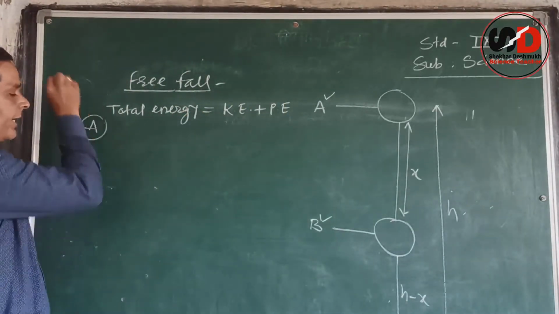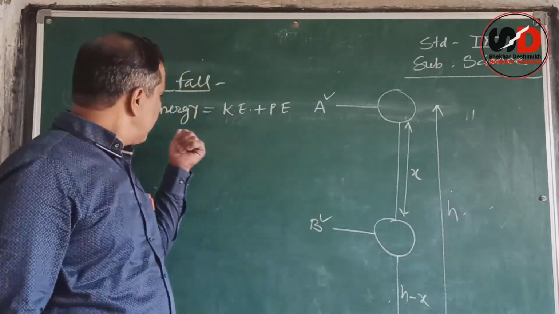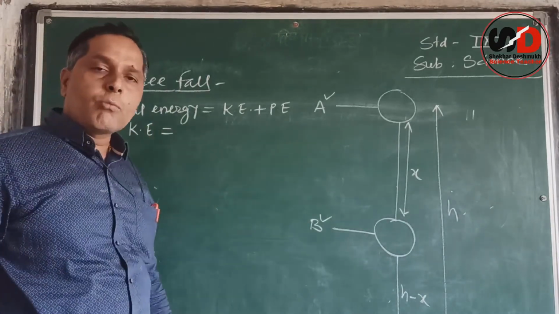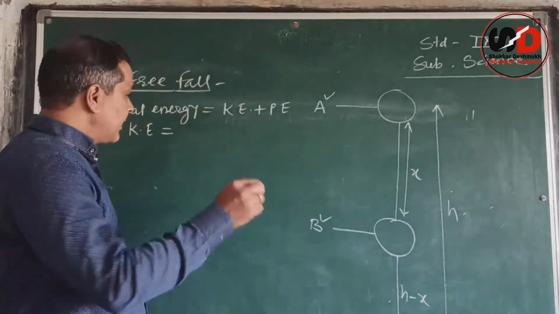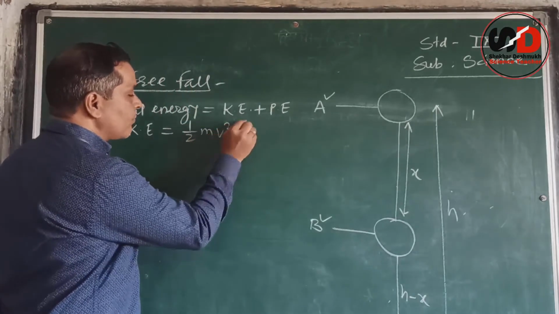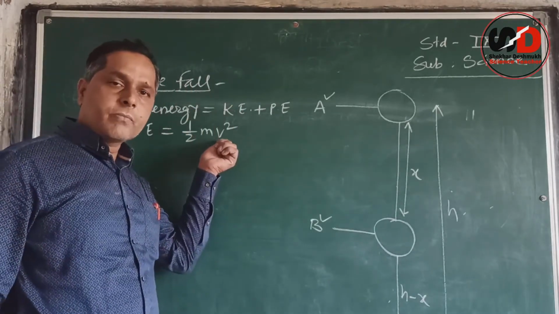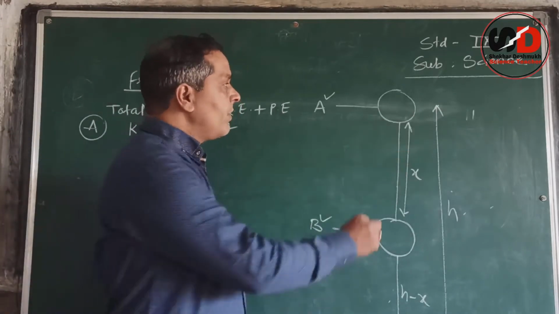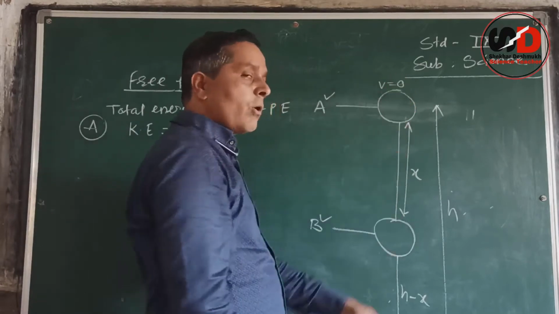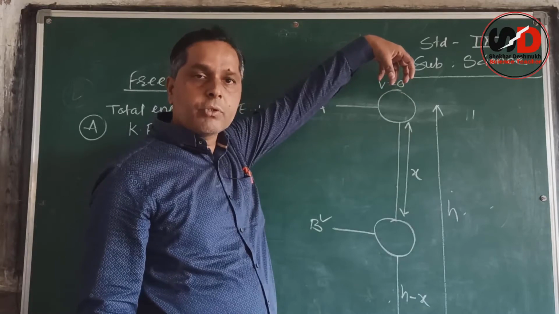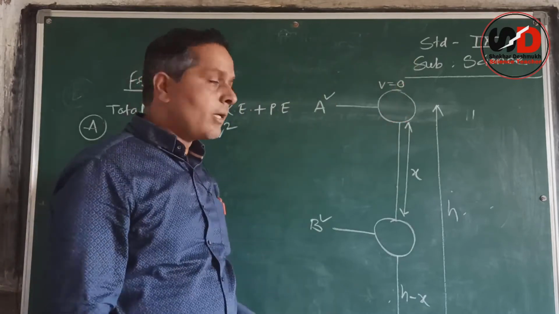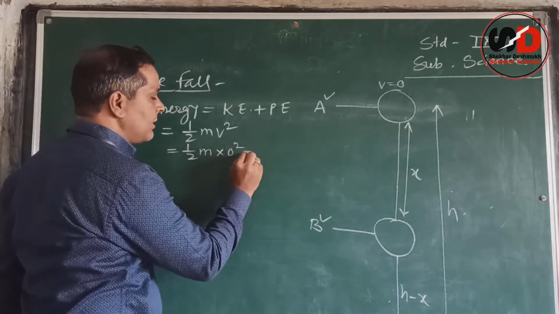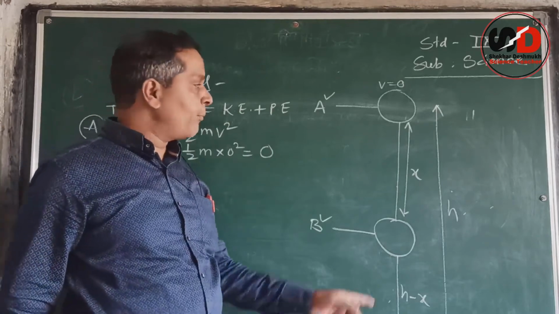Suppose calculate it at point A. First calculate what is kinetic energy at point A. What is the formula for kinetic energy? Yes, exactly. It is half mv square, where v is the velocity. What is the value of v here at point A? v must be 0 here, because we are holding that ball in our hand. It is in stationary position. So the value of v is 0 here. So put the value here. So it is half m into 0 square. That means kinetic energy is 0 at point A.